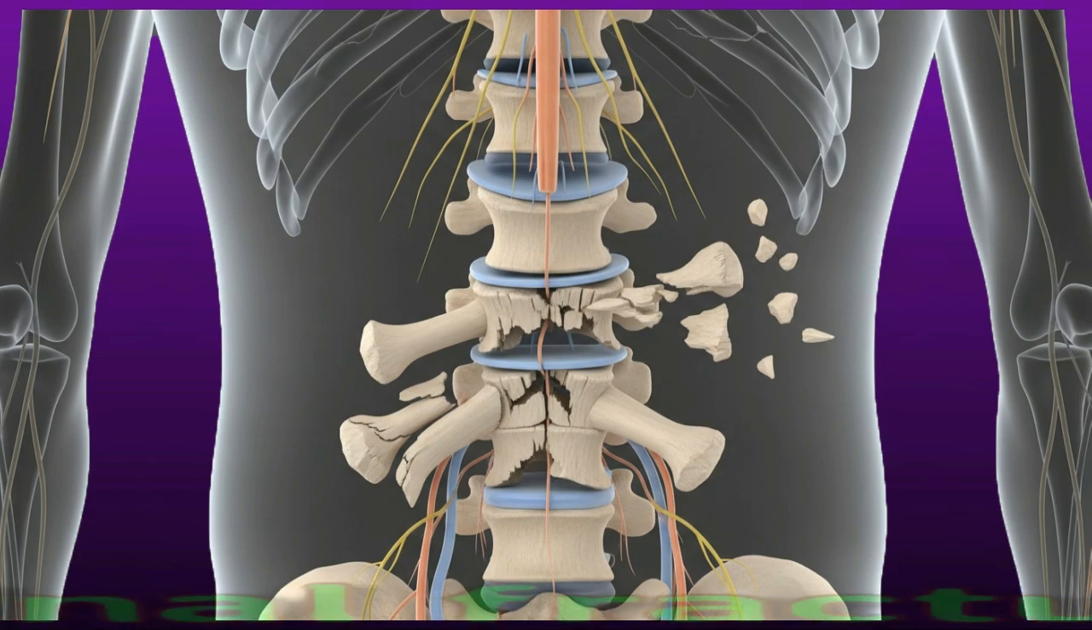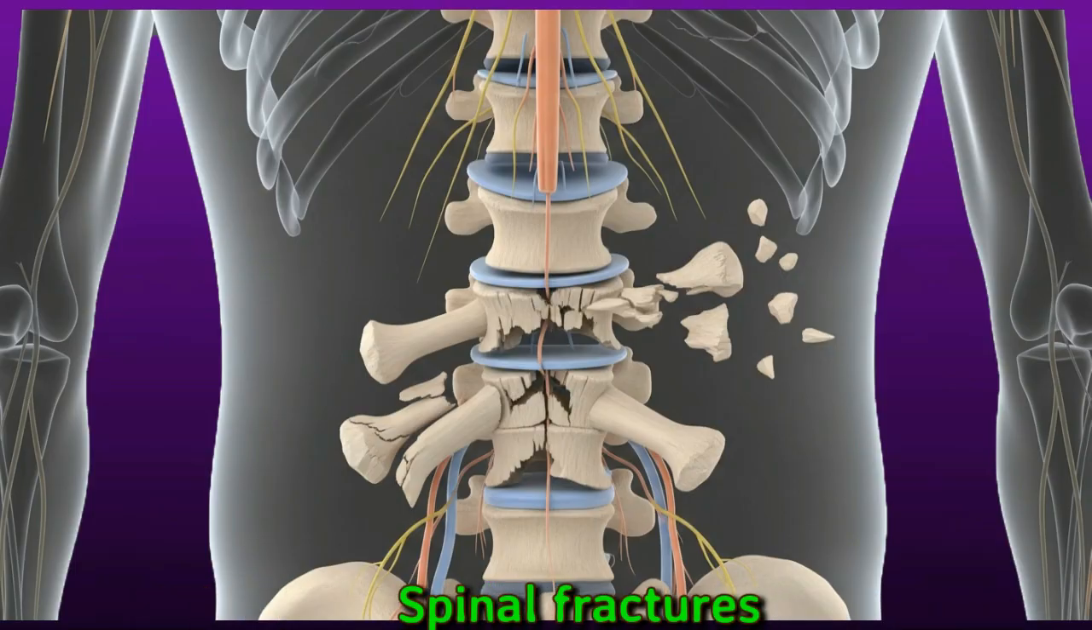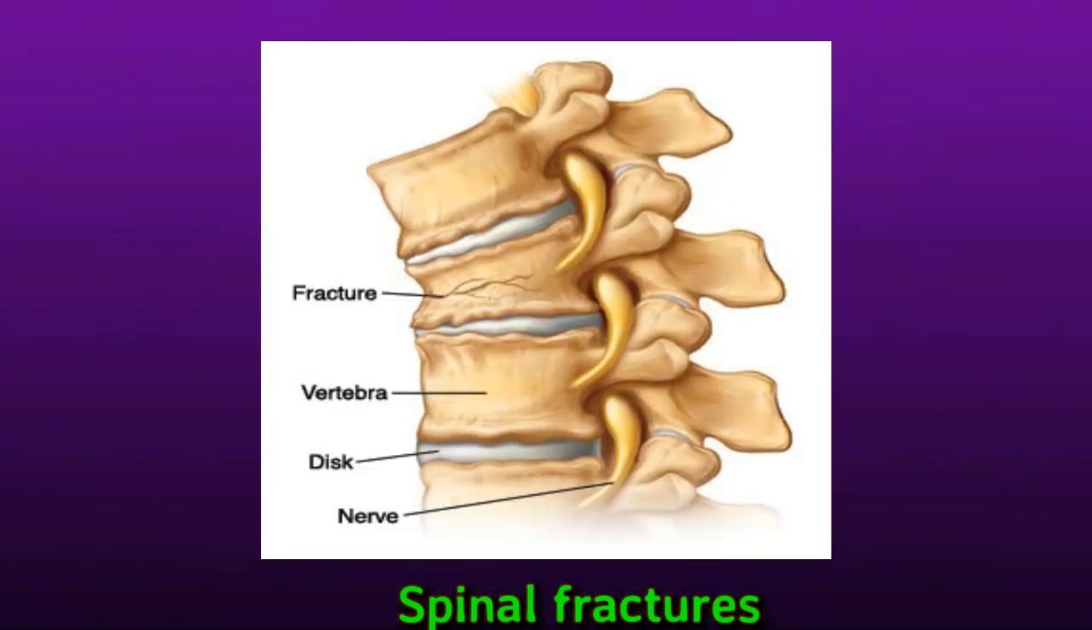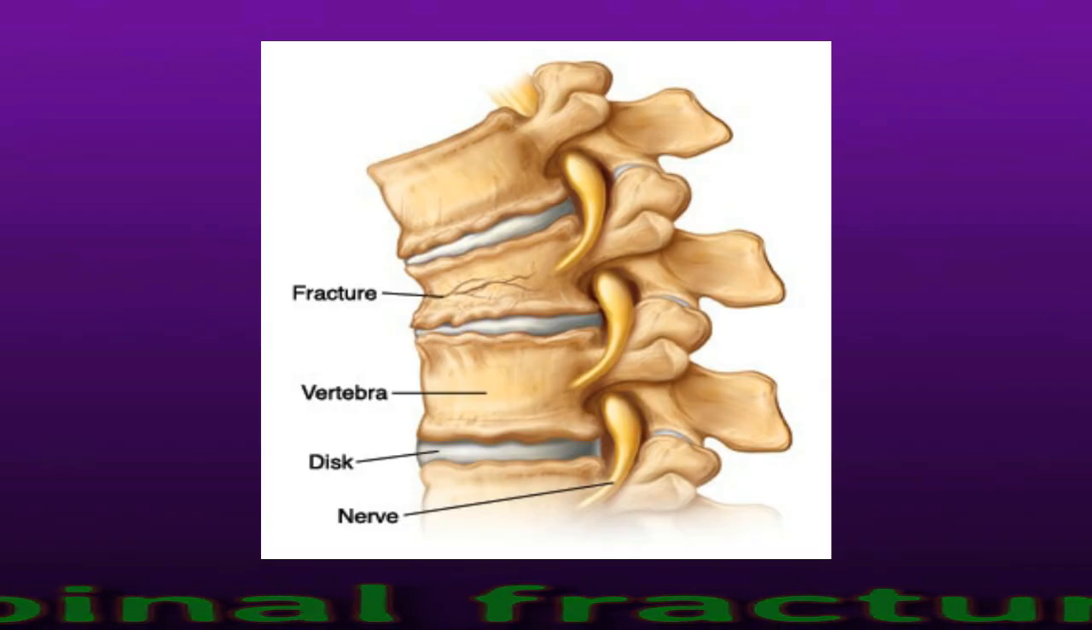Spinal fractures. Fractures of the thoracic spine can result from high energy trauma that may involve a car or motorcycle collision, a fall from a significant height, or a sports accident. Treatment for these cases will usually require emergency medical attention.